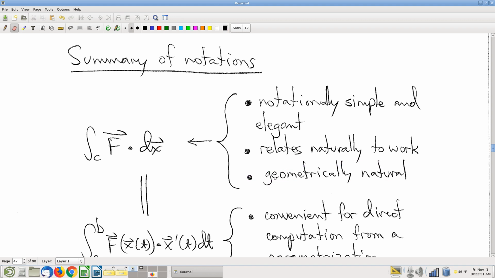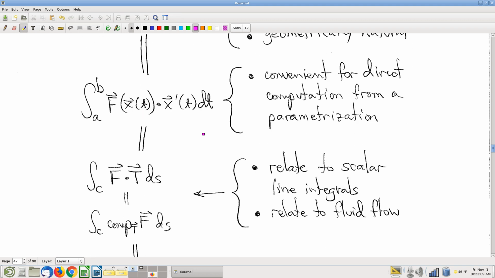I also like to think of it as being geometrically natural. What I mean by this is that it's telling you about the domain, right? Everything that you want to know about a little piece of the domain as it relates to the whole chop it up, add it up strategy, the dx vector encapsulates all of that information. Okay. But we have these other notations, right?